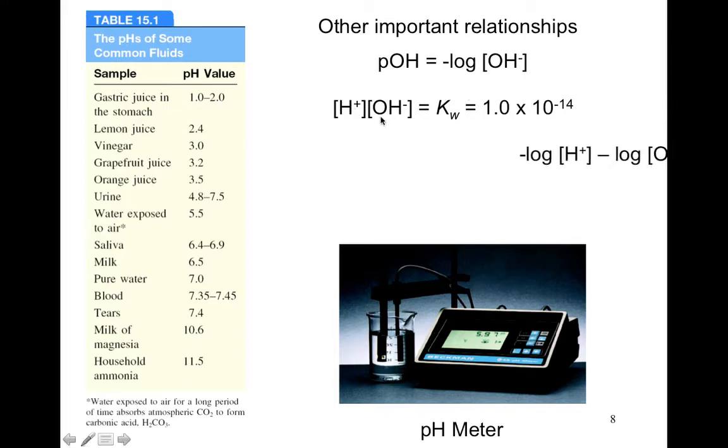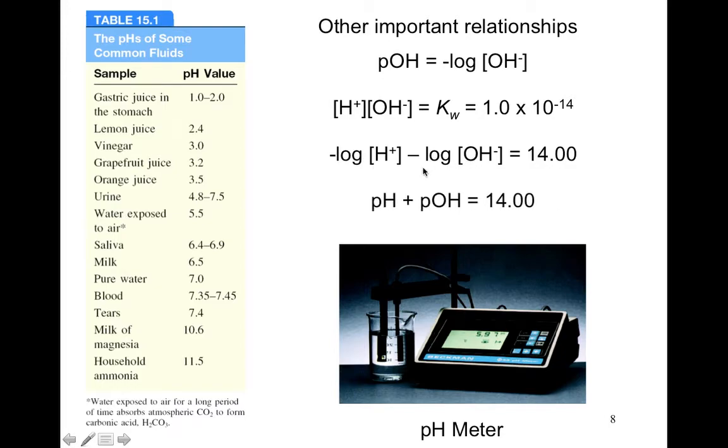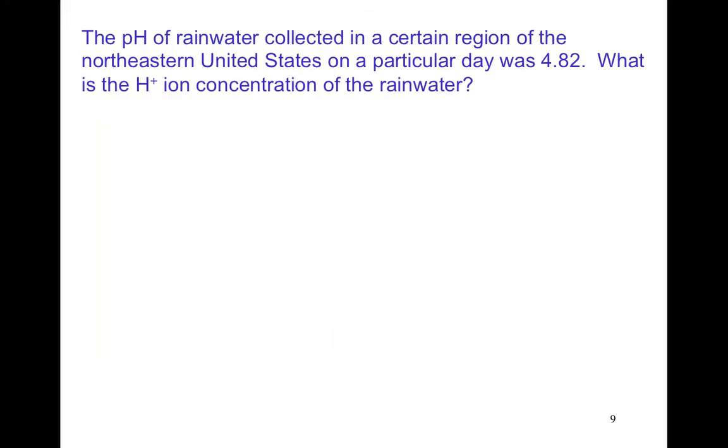Here's a formula you already know, which is the negative log of the hydrogen ions is pH. The negative log of hydroxide ions is pOH. And so pH plus pOH has to add to 14. The whole scale runs 14. So if you got a pH of 7, you got a pOH of 7. You got a pH of 3, you got a pOH of 11. They've always got to add to 14.